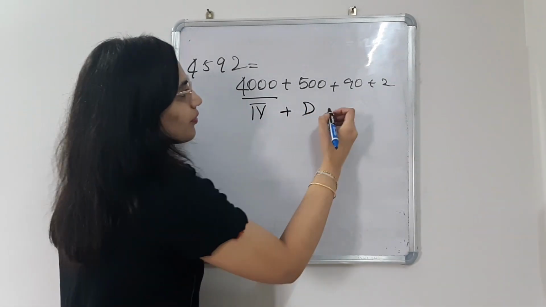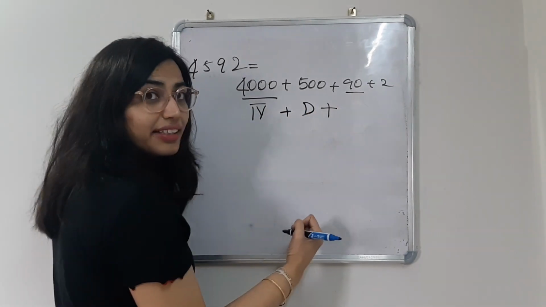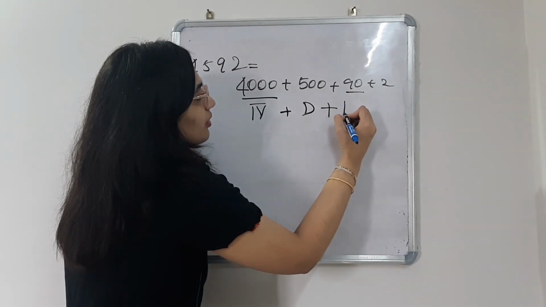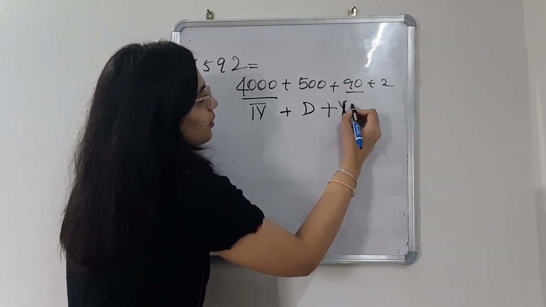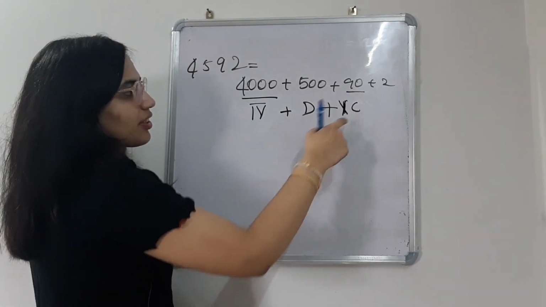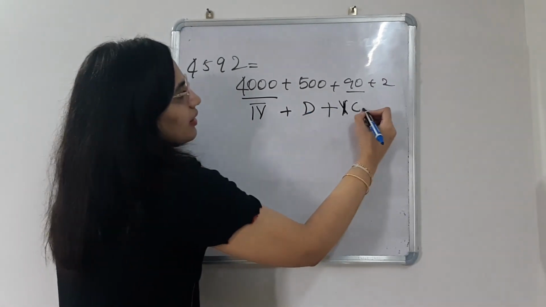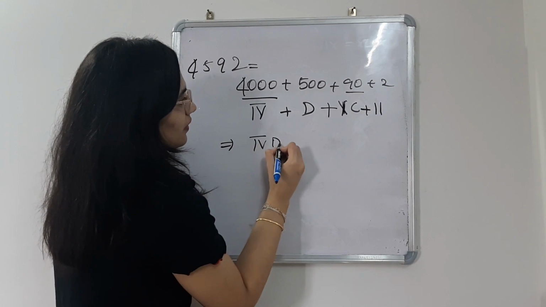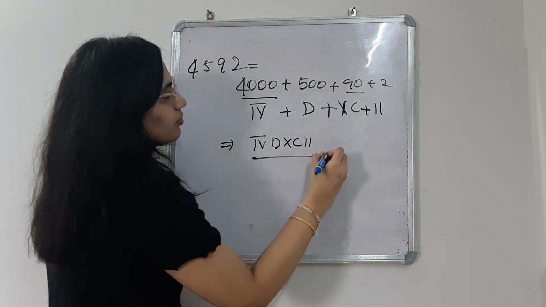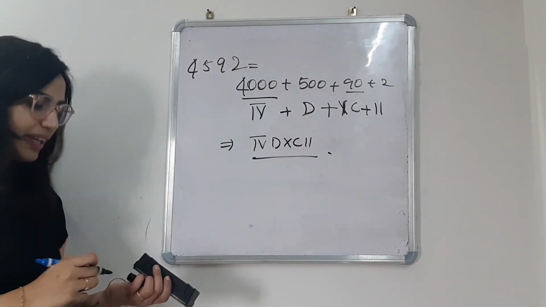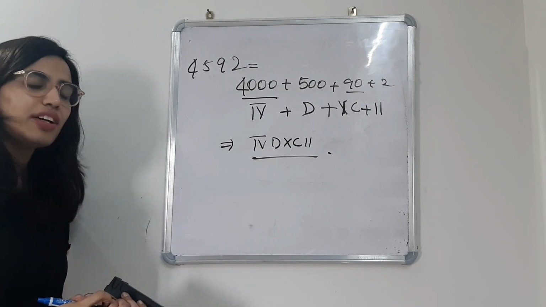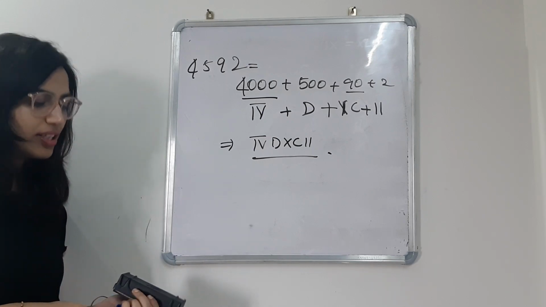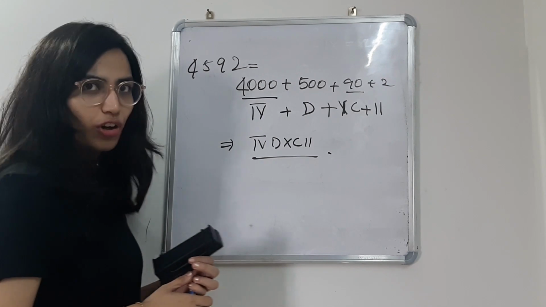500 is D. What is 90? 90 is nothing but 100 minus 10, plus 2. This is how you write a biggest number also in Roman numerals. Once you know the rules, these are very easy to follow.